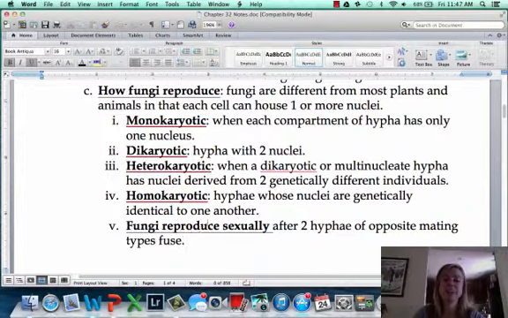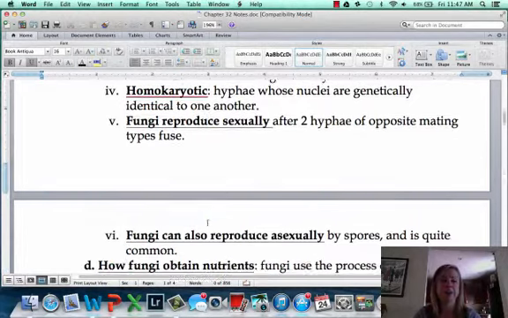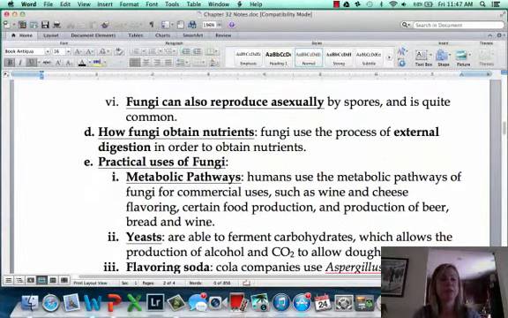So like I said, the sexual reproduction is going to be where you have the hyphae of two opposite mating types fusing together. So that'd be like the positive and the negative coming together. They can reproduce asexually, which you've probably heard of before, and they're going to do that using spores. Now, as far as the way that they're going to get their nutrients, like I said, they are not autotrophs, they're heterotrophs. And so what they're going to do is secrete those enzymes into whatever it is that they're growing on and then suck up the nutrients that way. So we call that external digestion.